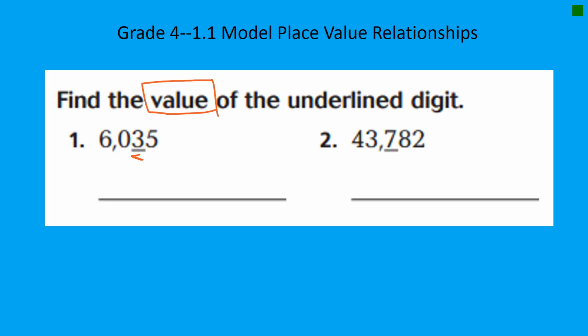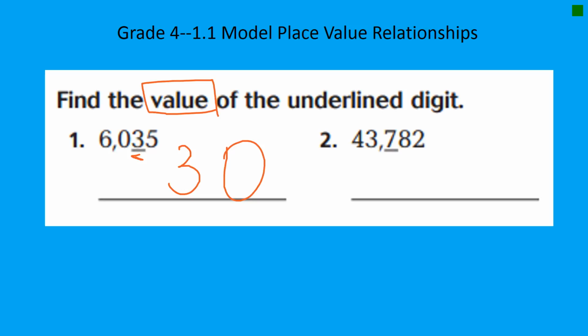So the 3 in the tens place means that I have 3 sets of 10. So 3 sets of 10, what is that worth? 10, 20, 30. So the value of a 3 in the tens place is 30.